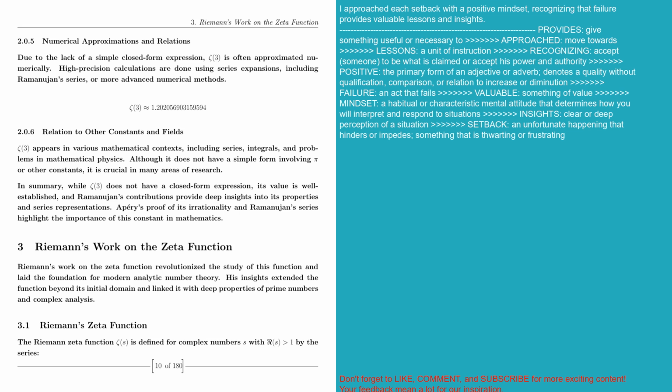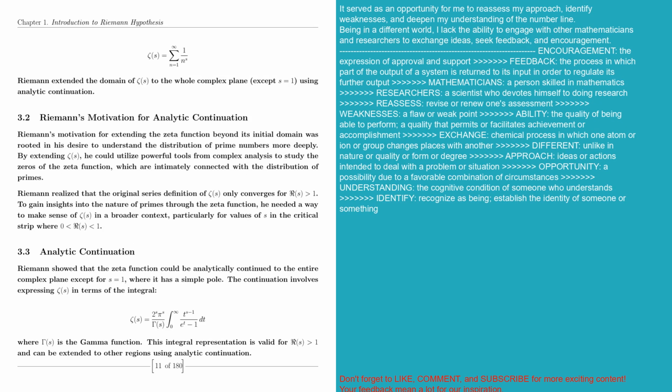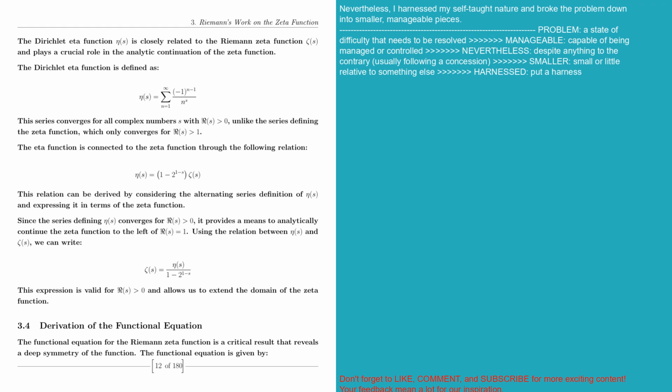I approached each setback with a positive mindset, recognizing that failure provides valuable lessons and insights. It served as an opportunity for me to reassess my approach, identify weaknesses, and deepen my understanding of the number line. Being in a different world, I lacked the ability to engage with other mathematicians and researchers to exchange ideas, seek feedback, and encouragement. Nevertheless, I harnessed my self-taught nature and broke the problem down into smaller, manageable pieces.